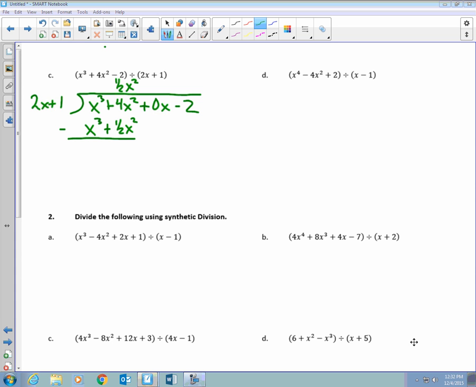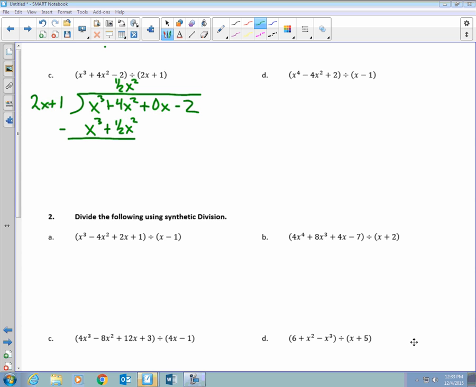Okay, notice how the front term always goes away. That's because you ask yourself, what do you multiply that by to get that? That's why it always goes away. That's what we're trying to do. That's the goal. So we can get rid of all those pieces and pare this down in size.